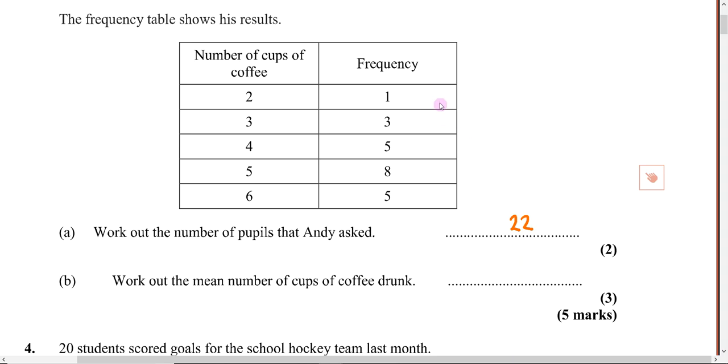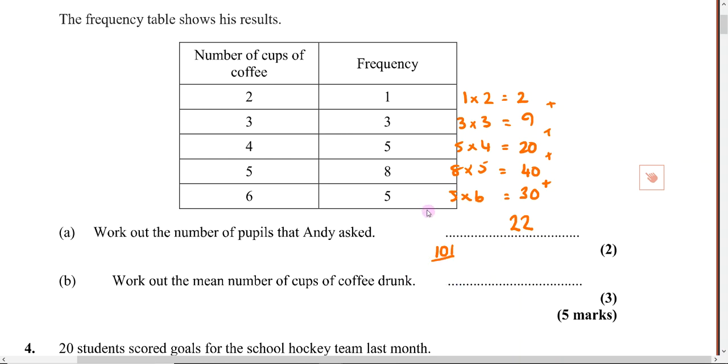Exactly. So we have got 1 lot of 2 cups, 3 lots of 3 cups, 5 lots of 4 cups, 8 lots of 5 cups, 5 lots of 6 cups. So in total that's 2 cups, 9 cups, 20 cups, 40 cups, and 30 cups. In total, we add those together: 70, 90, 99, 101. So we've got 101 cups, and we divide by 22. And what do we get?